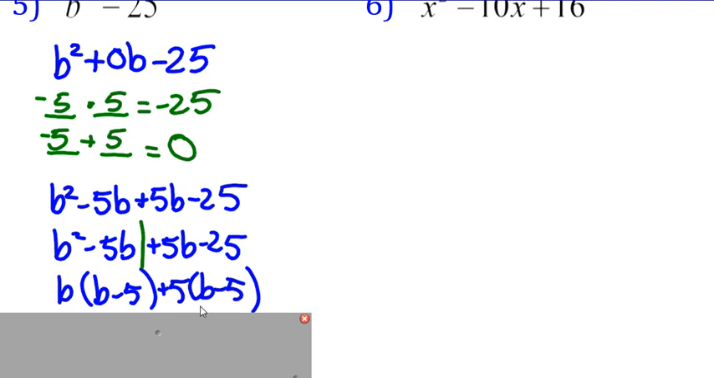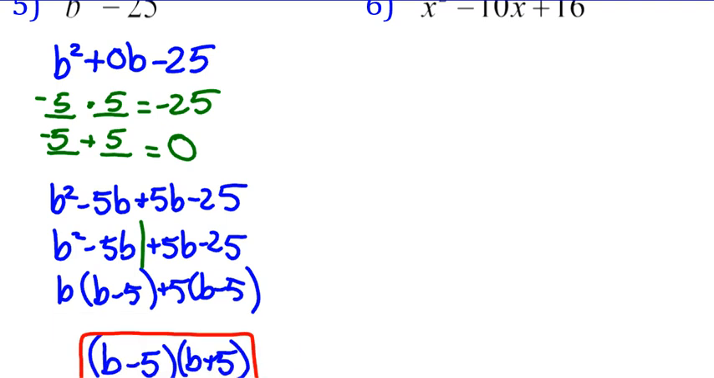So we'd have b times b minus 5 plus 5 times b minus 5. Both pairs are being multiplied by b minus 5, so that's a common factor, and the other one would be b plus 5. Again, remember we said when we have two terms like that are being subtracted, this is what we call a difference of squares.